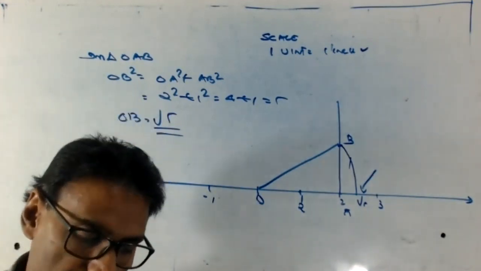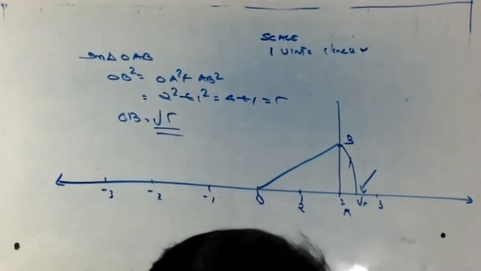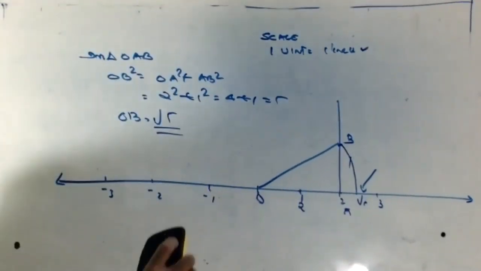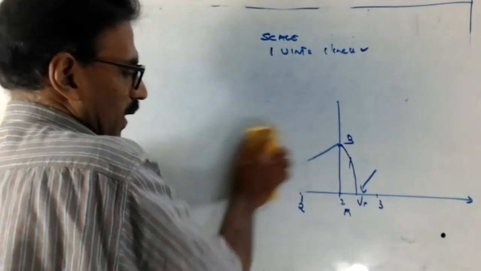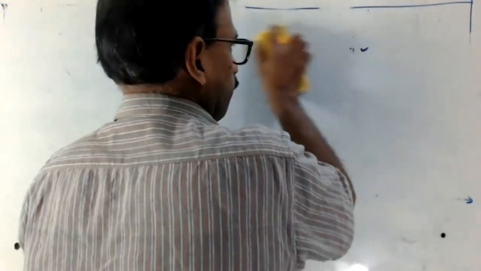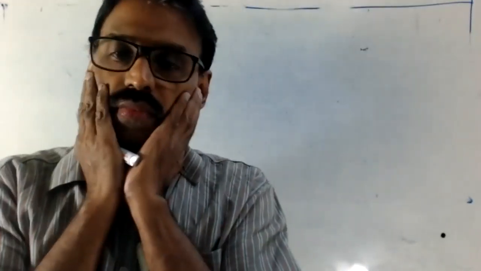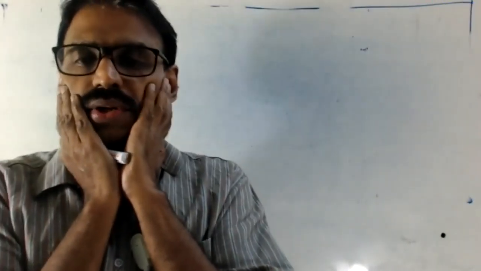Okay, so now can you try the next question? Draw root 8 on the number line. Don't start. First, I'll explain to you. Then after that, you can start. Okay. Draw root 8 on the number line.